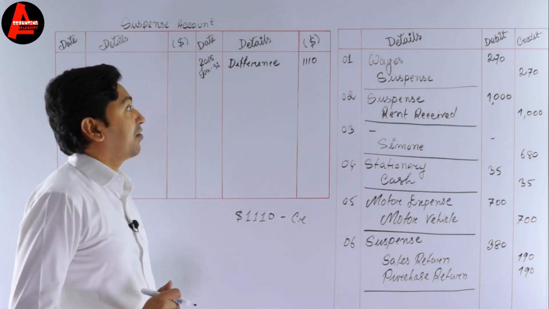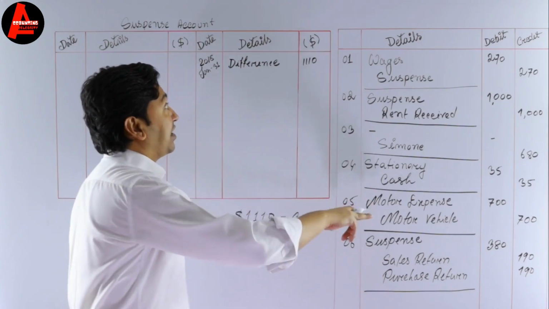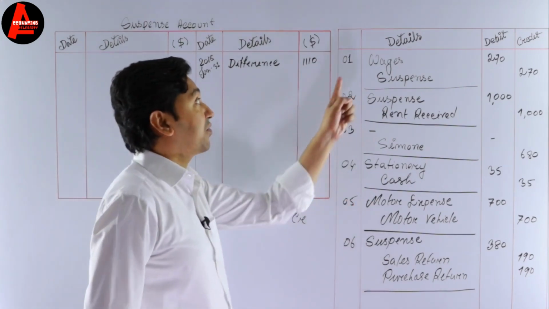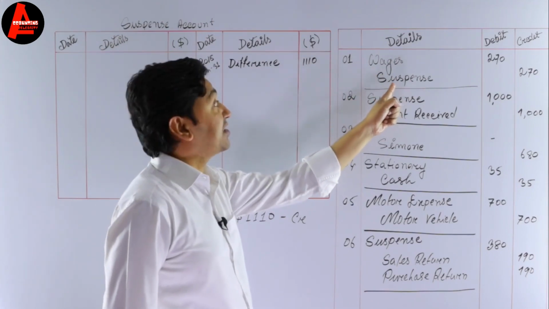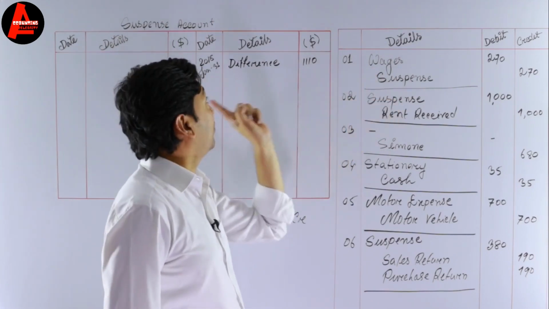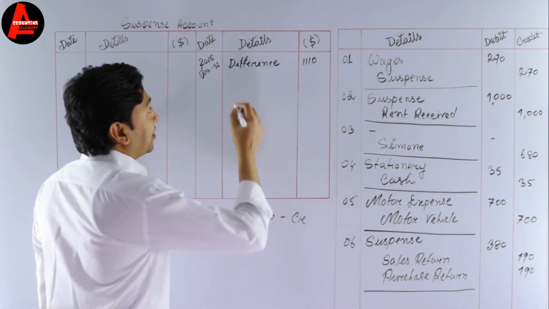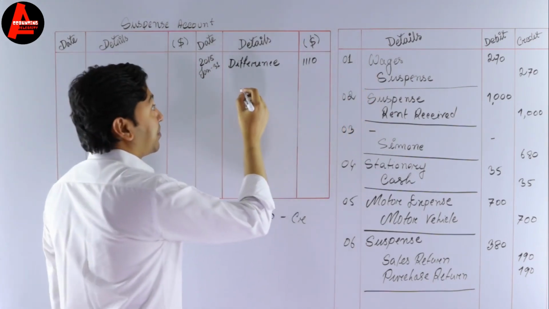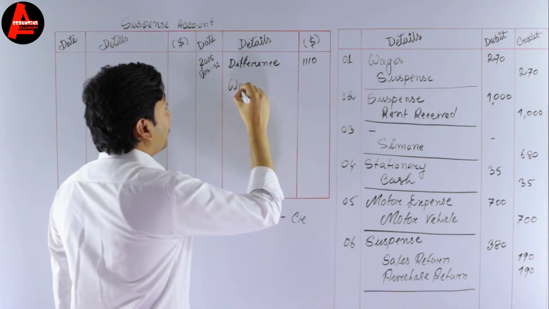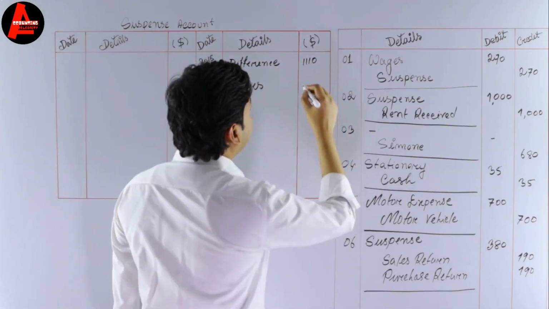Very good. Now we have to record the suspense related transactions here. Look at the first one. We have here wages debit, suspense credit. So here suspense is credited, so we record here on the credit side. Same date. What will we write? We'll write the opposite account, not suspense. So opposite account is here wages. What is the amount here? $270.